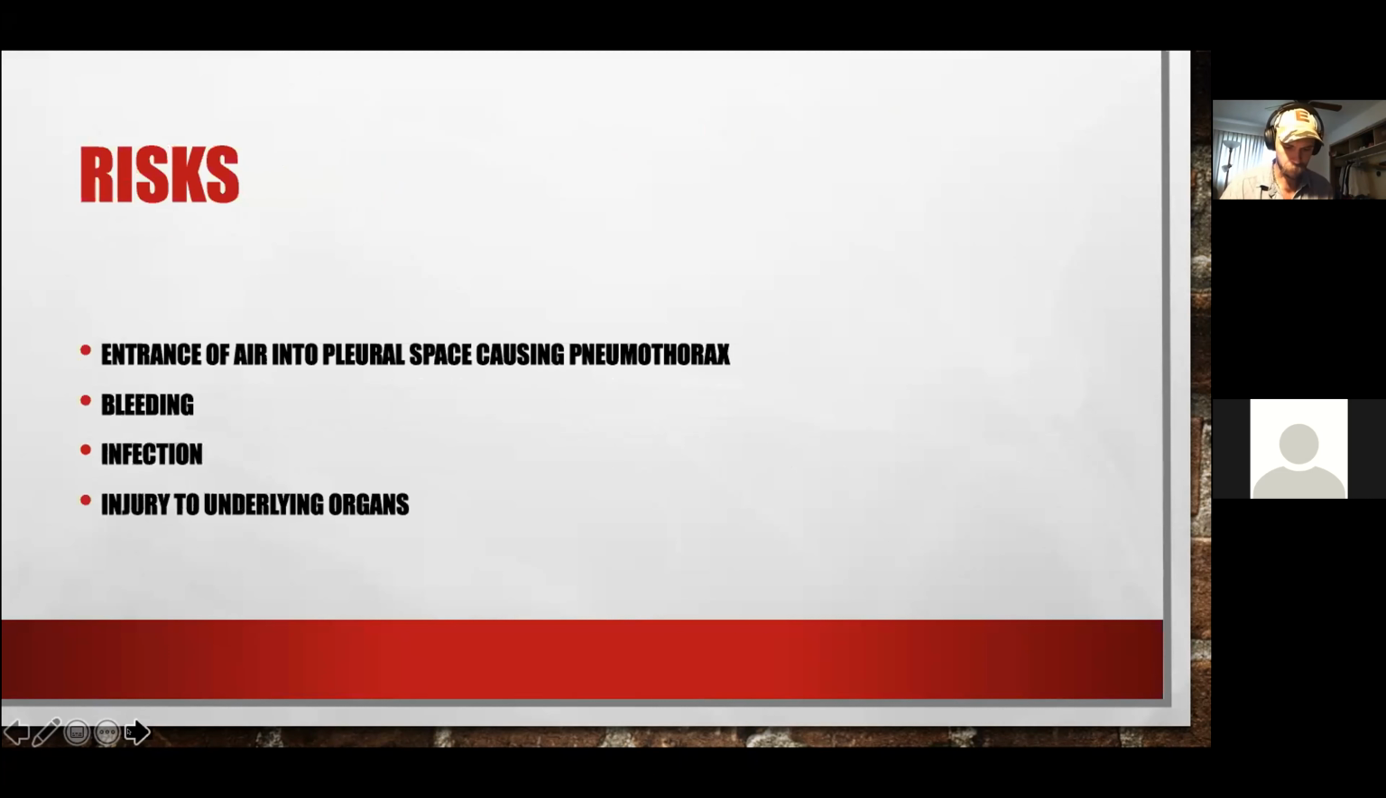So risks of this procedure, there's the risk of the entrance of air into the pleural space that could cause a pneumothorax during the procedure. So that's something you want to watch for. You also want to watch for bleeding, infection. If you break sterility, you could cause an infection in that space. So it's really important to stay sterile during the procedure. And then also injury to underlying organs. I mean, you're going in with a large bore needle into the chest cavity, so you just need to make sure you're not poking anything.